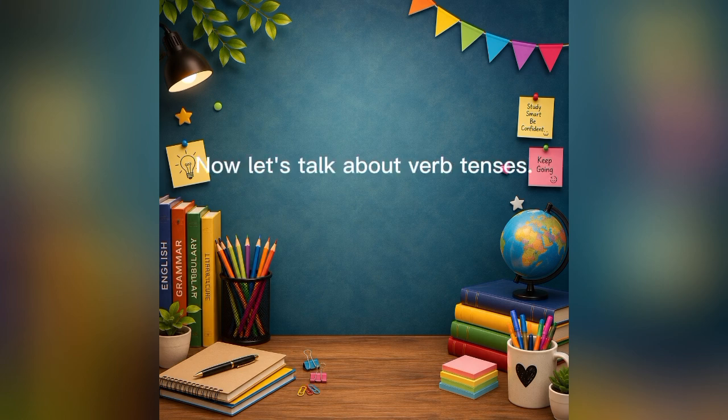Now let's talk about verb tenses. Tenses tell us when an action happens. There are three main tenses. The first is the present tense. Examples: I study English. She teaches mathematics. They play football. The second is the past tense. Examples: I studied English yesterday. She taught mathematics last year. They played football last weekend.